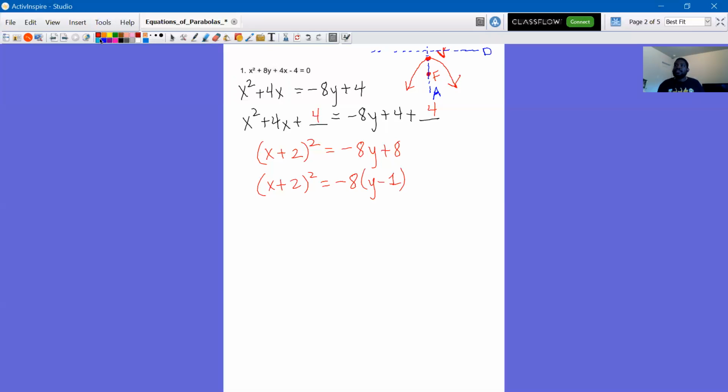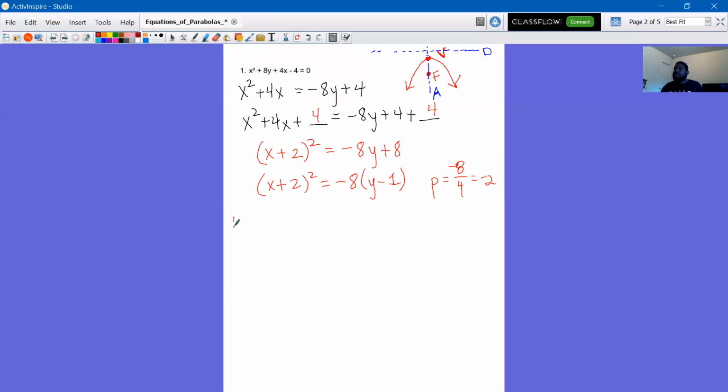Before I describe this parabola, I need to find my p-value. So p will be negative 8 divided by 4, which is negative 2. My p is negative 2. I need that value, so when I get ready to describe the parabola, I'll be able to utilize the p-value.